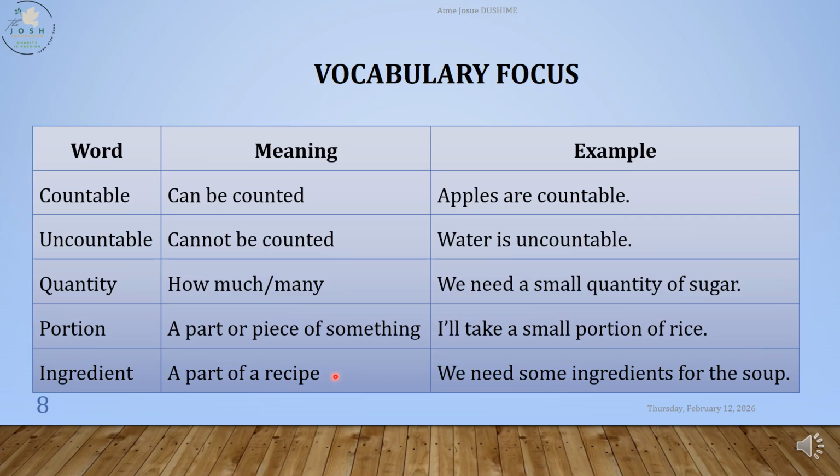Ingredients means part of a recipe. We need some ingredients for the soup. When you say ingredients, it means what we put into something. Like when you are going to make bread, what do you use as your ingredients? You use sugar, you use salt, you use vanilla sugar, you use baking powder, you use flour, you use water. Those are all ingredients, and sometimes you use milk. Those are ingredients to make the recipe that you want.